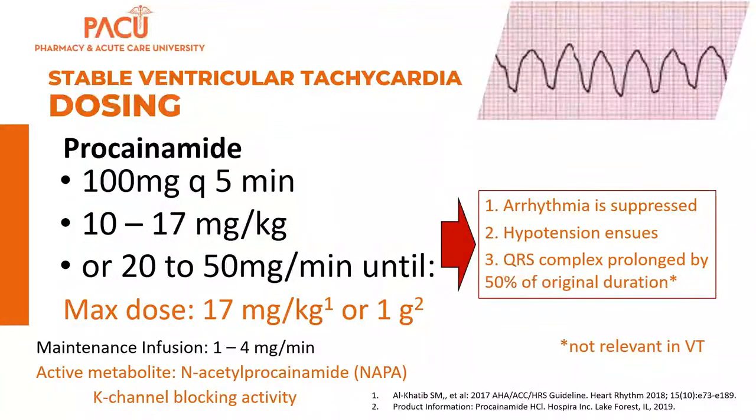Be aware that there is an active metabolite. Interestingly, the active metabolite of procainamide after hepatic acetylation is N-acetylprocainamide. This actually has pretty potent potassium channel blocking activity, so this may contribute to procainamide's mechanism of action. It's been postulated.